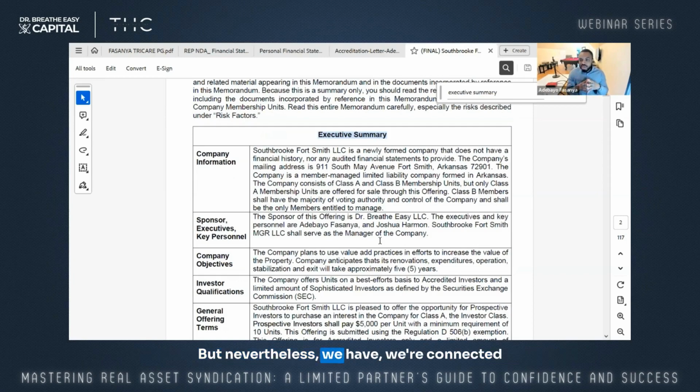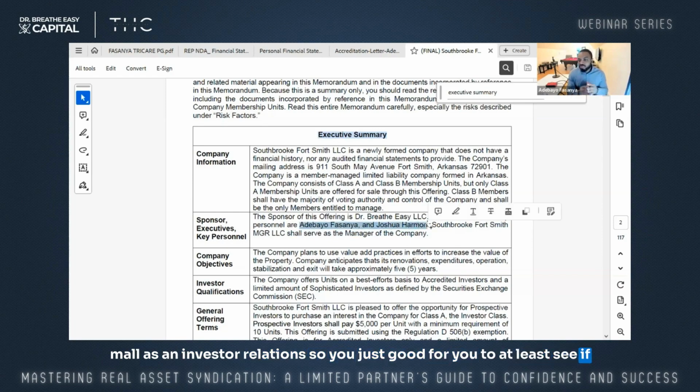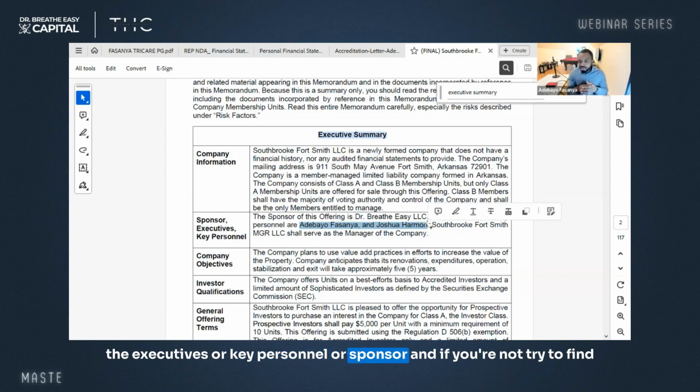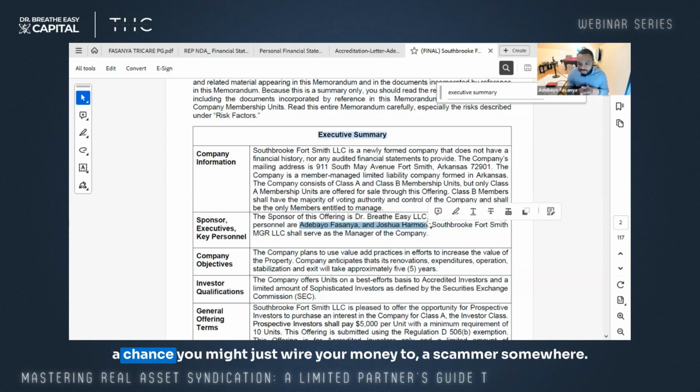But nevertheless, we're connected to them and we raised funds for them, right? Same thing with people that raise funds for us. Like in this deal, actually George was part of the deal, but he came in more as investor relations. So it's good to see if the person trying to get into the deal is part of the executives, key personnel, or sponsor. And if they're not, try to find some proof or association, because otherwise there's a chance you might just wire your money to a scammer somewhere.